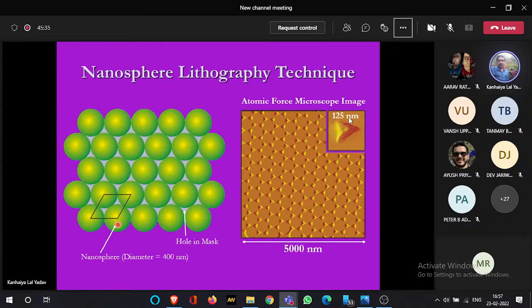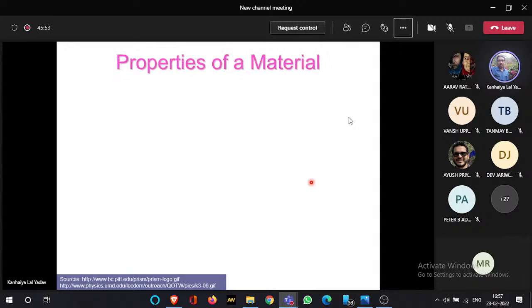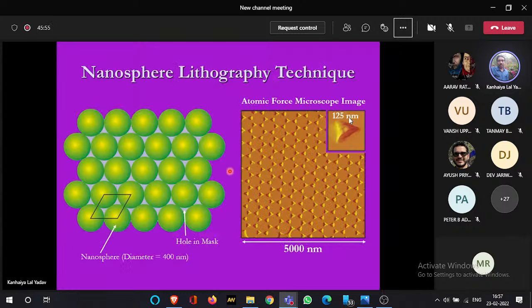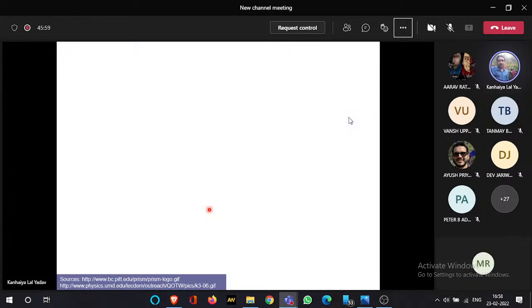So you can try with a cricket ball if you get it, or at home you can do it with mustard seeds. Just take some mustard seeds, try spraying, and see what structure you get. This type of structure you will get. Or you can do it with a ping pong ball also, or marbles, anything you can try. So, properties of material.